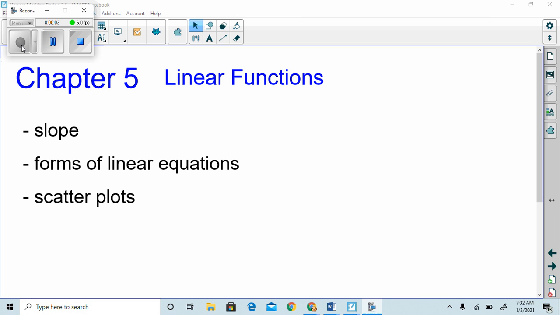In Chapter 5, we're going to take a further look into linear functions. We're going to investigate slope, the various forms of linear equations, and then apply that to something called scatter plots.